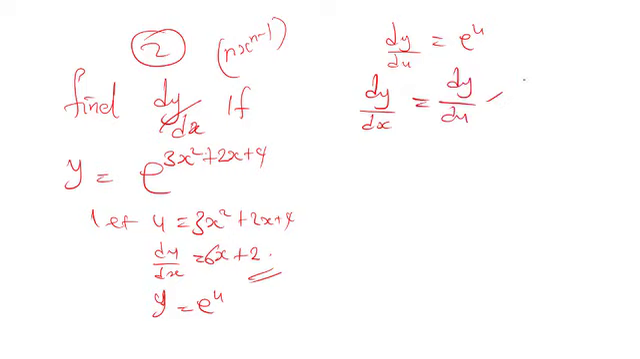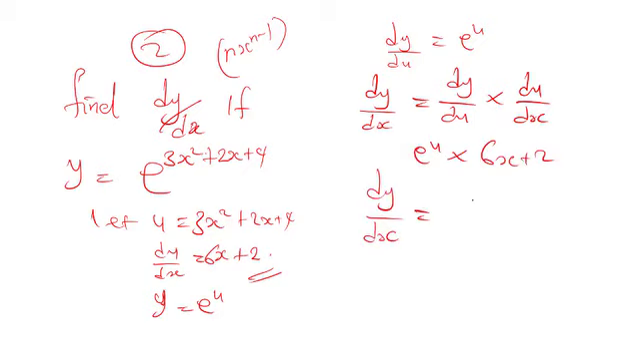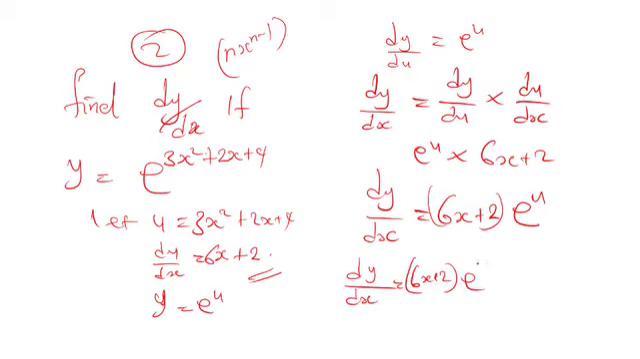So with this we now have dy dx being dy du times du dx, and our dy du is e raised to power u times our du dx, we got 6x plus 2. So the value of our dy dx will now be equal to this times this, which is 6x plus 2 times e raised to power u. But remember, we don't have u in our question, so we bring it back to what we have. So dy dx is equal to 6x plus 2, then e raised to power 3x squared plus 2x plus 4. Remember, that's the value of our u. And this is our final answer.